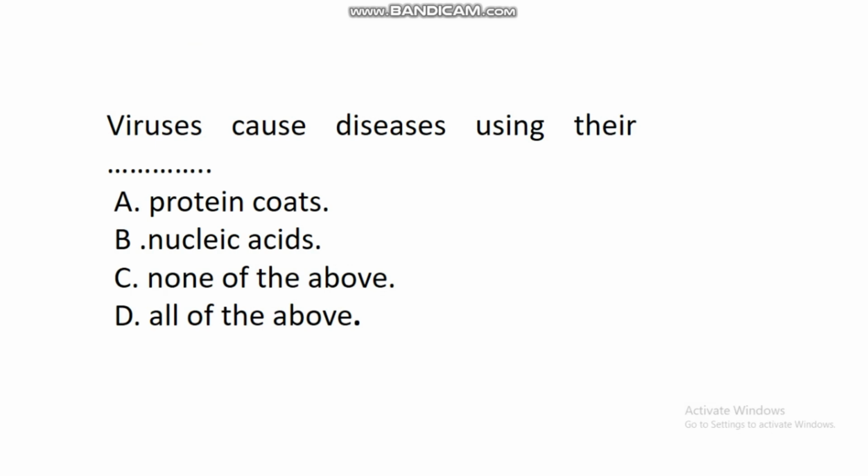The first question says, viruses cause diseases using their dash. A. Protein coats. B. Nucleic acids. C. None of the above. D. All of the above. In this question, the correct answer is B. Nucleic acid. So this chemical compound called nucleic acid is what viruses use to manipulate the nuclei of cells of organisms, and during this process they can cause one or two diseases in organisms.